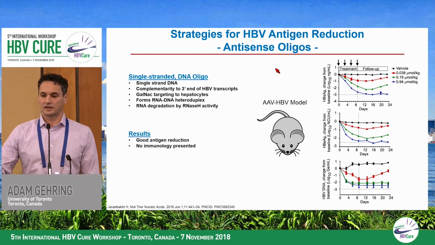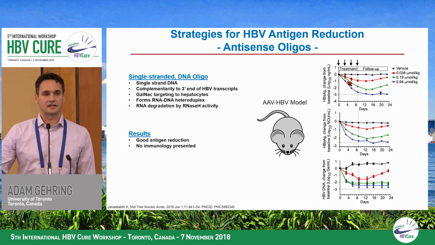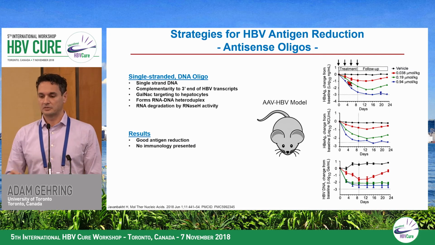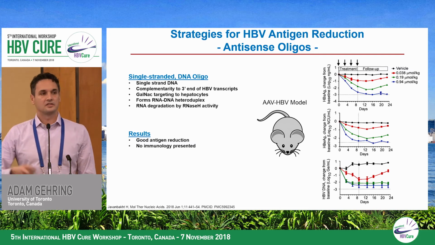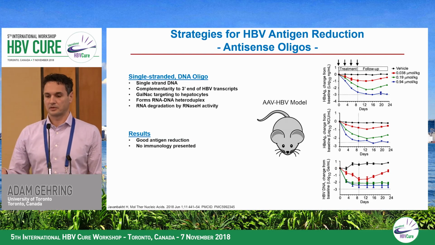And so in this AAV model, using this AAV HBV mouse model, multiple injections of the antisense oligo led to a significant and dose-dependent decline in HBs antigen, HBe antigen, and HBV DNA. So they had good antigen reduction, but there was no immunology presented in this mouse model.